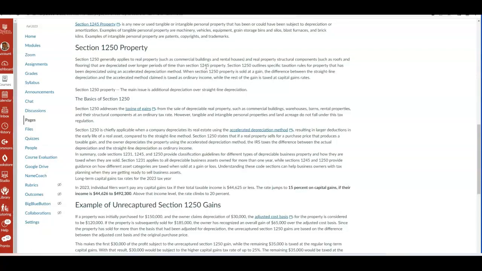Section 1245, normally you depreciate over 3 years, 5 years, something like that, 7 years. But real estate property, you depreciate over 39 years if it is commercial real estate, and 27 and a half years if it is rental real estate, residential real estate.